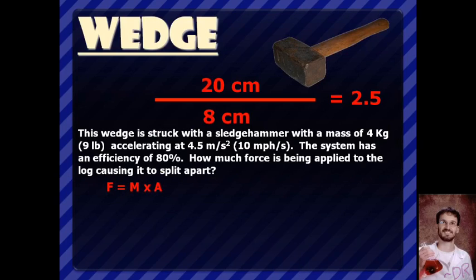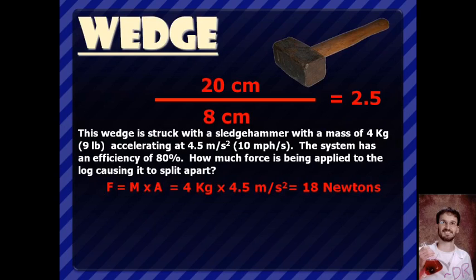Well, where do we start? F equals ma is always a great place to start, especially since we need to find force. Anytime you're doing any of this stuff, force is what we're looking for. How much force is being applied? So we need to know how much force is going in before we can figure out how much force is coming out. Well, if force is mass times acceleration, the mass is 4 kilograms, the acceleration is 4.5 meters per second squared. That gives us a force in of 18 newtons, 18 kilogram meters per second squared. So our input force here is 18 newtons.